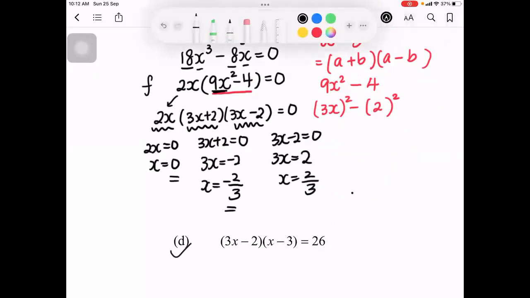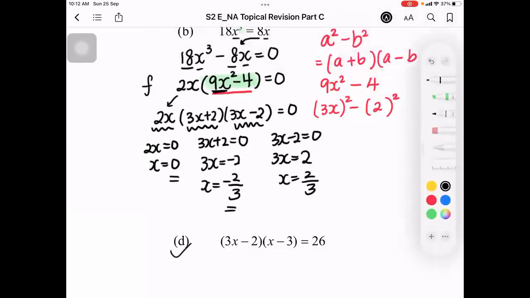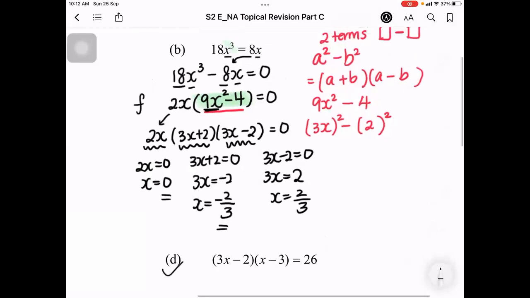Usually this kind of question may not appear because it doesn't have power 3, but it can appear such that they ask you to factorize this portion, then you solve and get 2 answers, x squared. So remember to use the special product, a squared minus b squared equals to a plus b, a minus b.